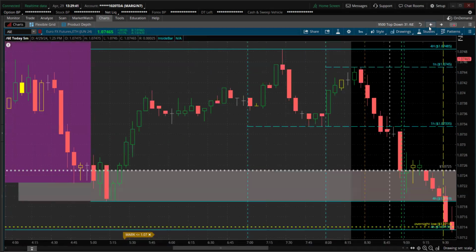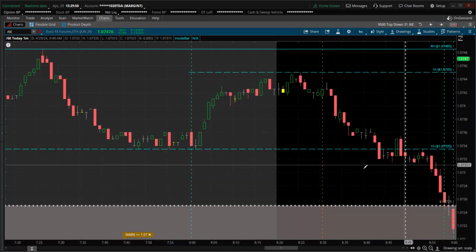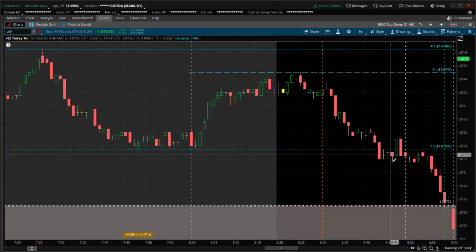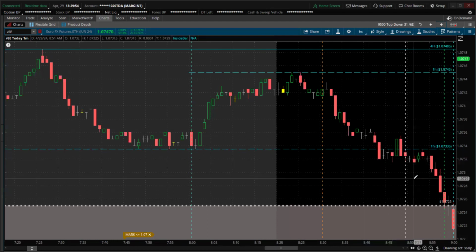Again, let me show you on the 5 minutes so you can see some more. Here's that overnight low. Again, I'm scalping. I'm not marrying the trade. I'm not looking to hold this trade over a day. It's a scalp. It's a day trade. You're in and out the same day.